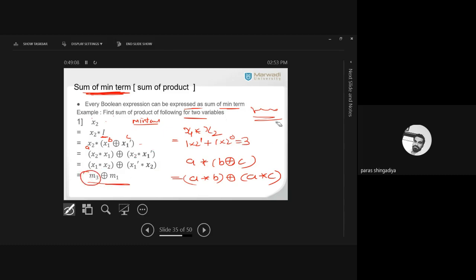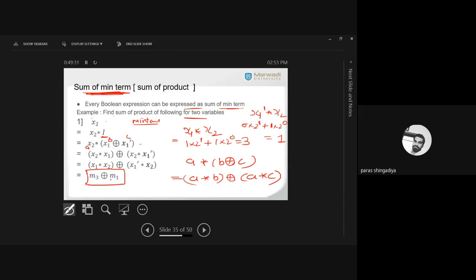And now from the second bracket, it will be x1 dash star x2. So dash represents the 0 and x2 represents the 1. So 0 into 2 raised to 1 plus 1 into 2 raised to 0. So that is equal to 1. Okay? So that is called M1. So now check this form, the final answer.